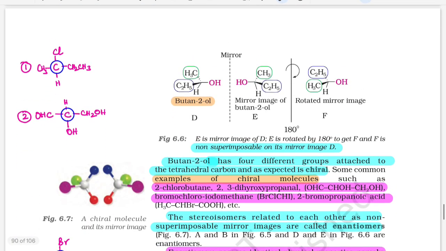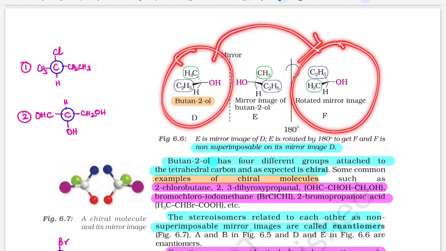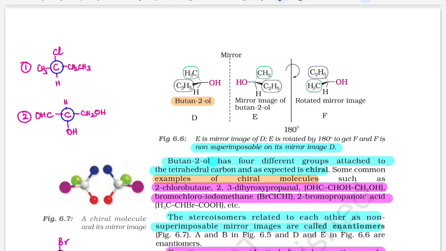One more example is given here, butan-2-ol. Again check whether it is optically active or not. This is the carbon atom. See whether all the groups attached to this carbon atom are the same or different: CH3, C2H5, H, OH. All are different groups. Therefore, this is optically active and it is not superimposable on its mirror image. Check whether you can superimpose this and this on one another. They are not superimposable because here you have CH3 and there you have C2H5, so exactly they do not fit on each other. So they are non-superimposable mirror images and they are optically active.